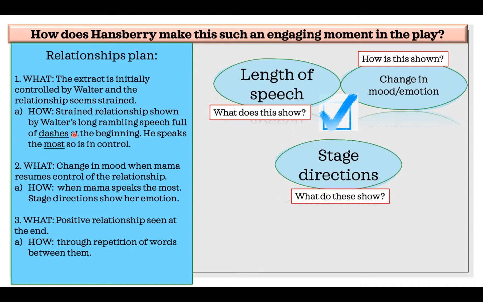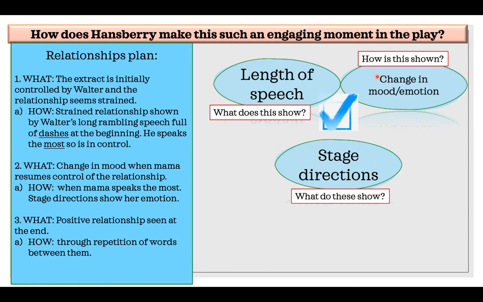The relationship is no longer on an equal footing as we've seen it before. It's not so much of a back and forth conversation. He very much dominates at the beginning, and he speaks the most, so he's definitely in control. So here I'm commenting on length of speech, but I may also go into mood and emotion because I want to say how it is at the beginning.